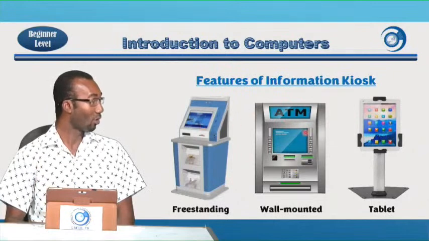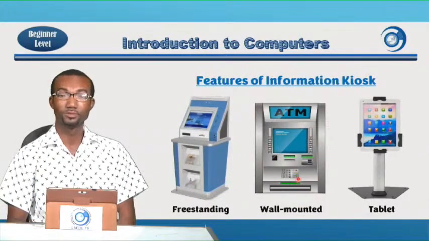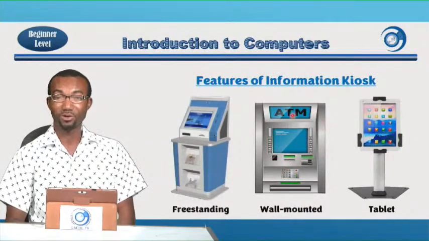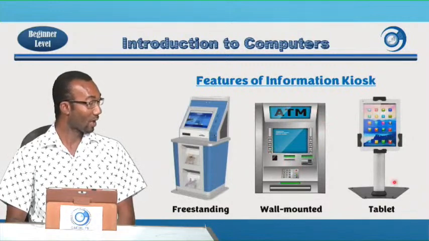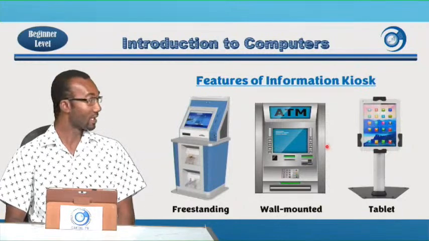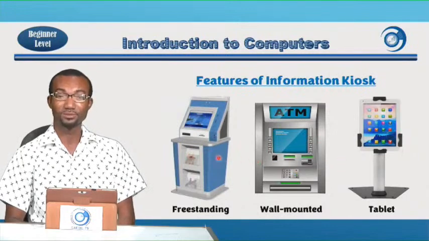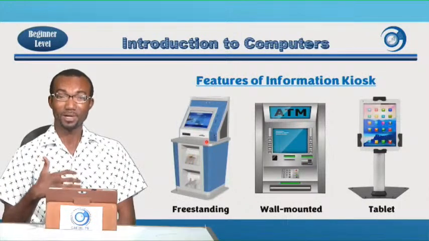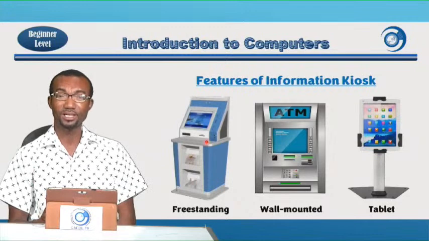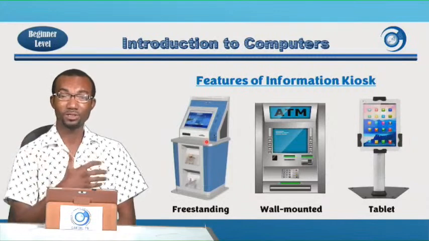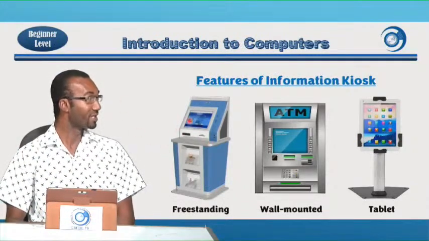When you talk about the wall-mounted, like the ATM, it is fixed on a wall. And then the tablet one is hung like this on the stand. So these are the various kinds of information kiosk that we have. If you talk about ATMs, some ATMs come as freestanding, especially those located at busy places. For example, the mall, marketplaces, the hospitals. You see that some of them use the freestanding.